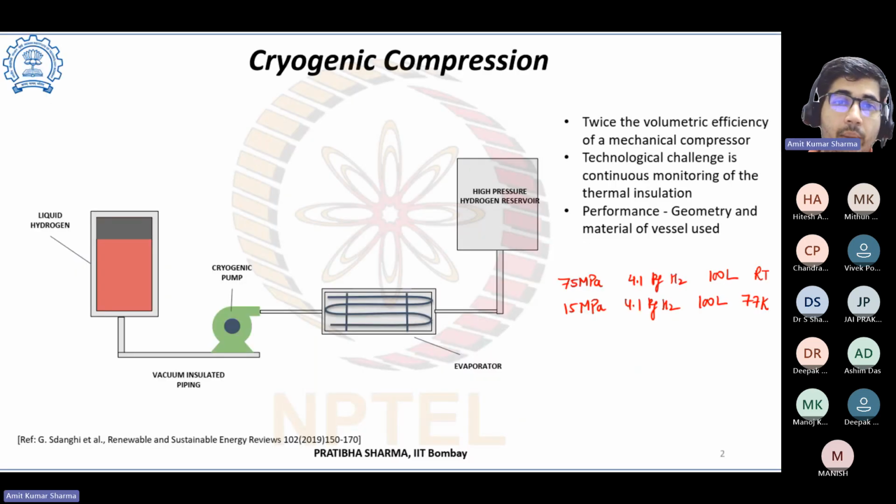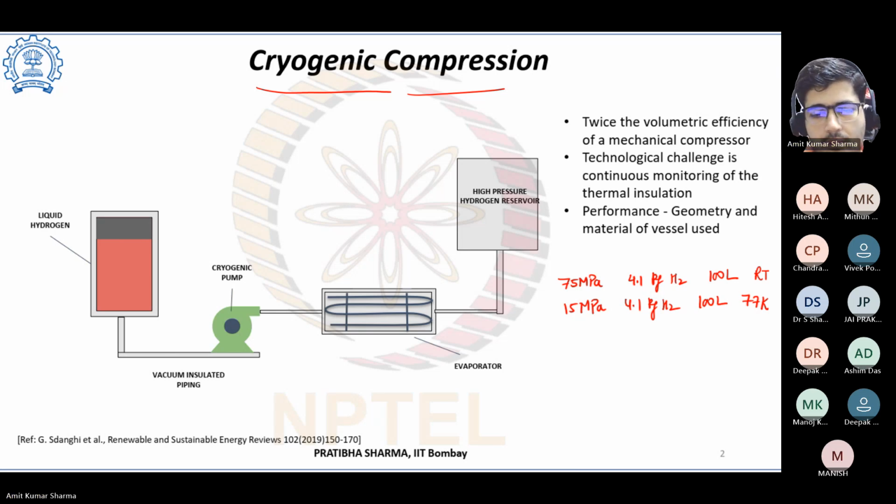So this one is the cryogenic compression. Normally we compress hydrogen in gas form to a higher pressure. But in cryogenic compression, we are compressing the liquid hydrogen. Because the main issue with storage is the density. We want to have more hydrogen in less space. We want to have a higher density of hydrogen. That is our main objective.